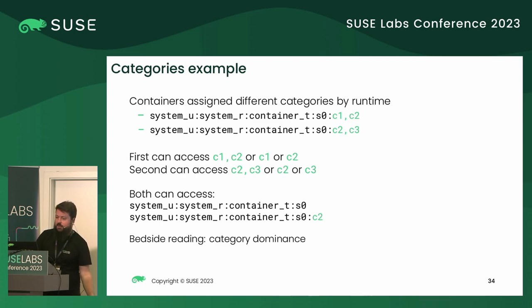So now, for example, we can have the container runtime itself assign different categories to the containers it's spawning. And here we have an example of this lovely topic of category dominance. If you can't sleep at night, I can highly recommend it. But the gist of it is that the container runtime assigns, in practice, a pair of categories to each container, and that makes it so that you can have, for example, a category that is only assigned to one container, or a category that is shared, or, for example, at least the pair is unique to a container. So you can have a lot of combinations of access across different containers with different categories.